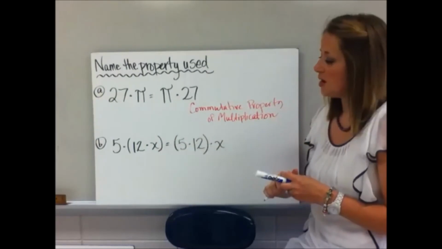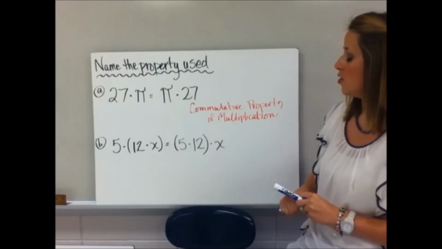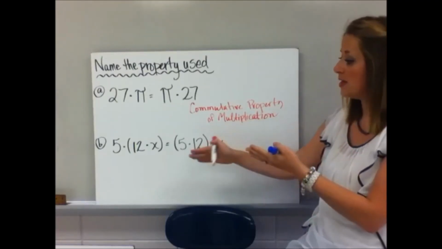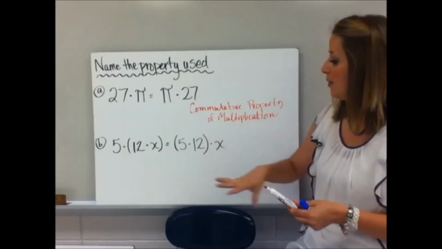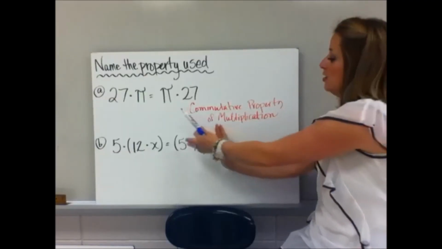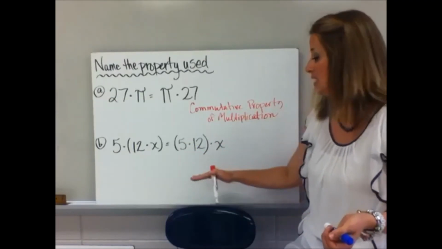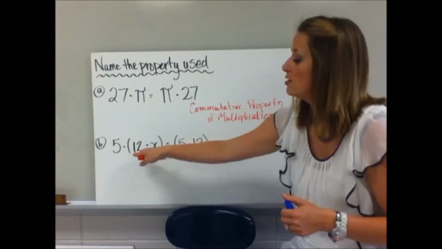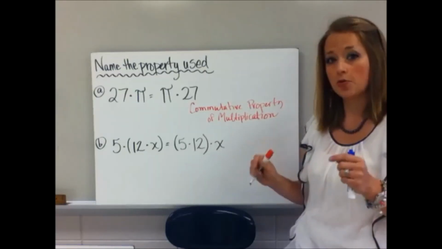On the second practice problem, 5 times the quantity 12 times x is equal to the quantity 5 times 12 times x. This is something that you would actually use, because when you go to multiply 12 times x, you can't really do anything with that. However, if I move the parentheses to the other end of the expression and I multiply 5 times 12 first, I could get 60 and then multiply that times x, which is what's happening in your brain if you were to actually multiply all that together.